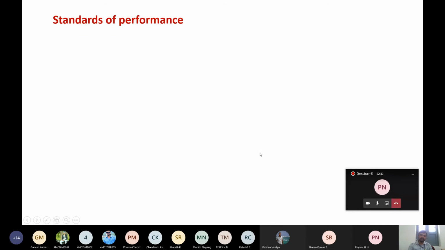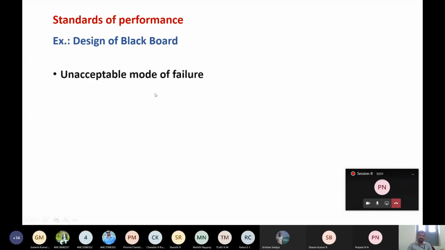Next, if you consider the standards of performance of blackboard, these are the things. Unacceptable mode of failure: breaking of board into splinters. That means, because of humidity during rainy season and during winter season.